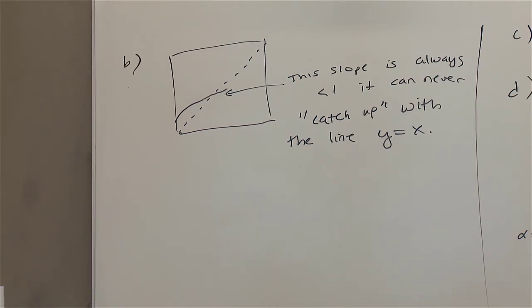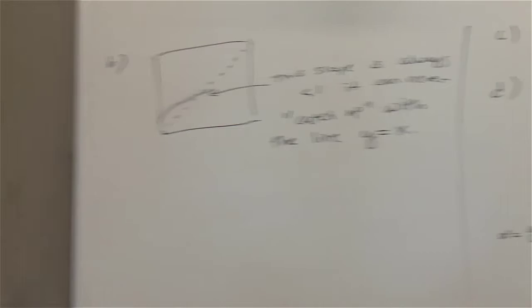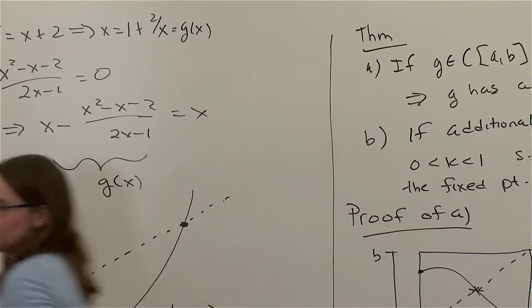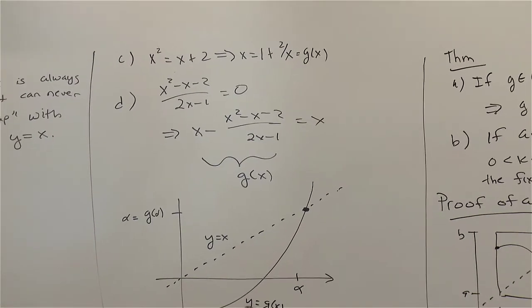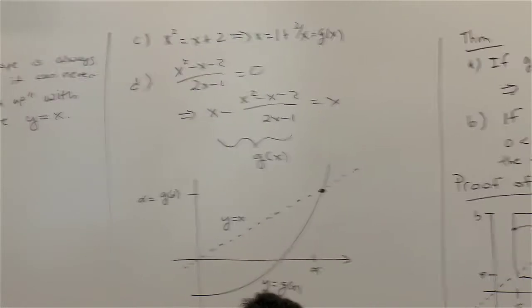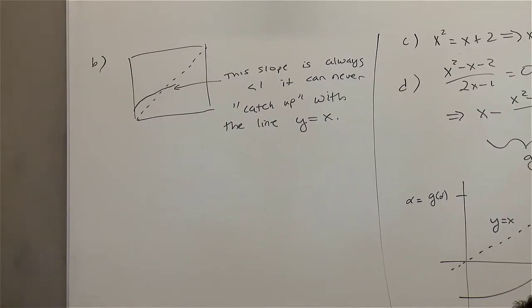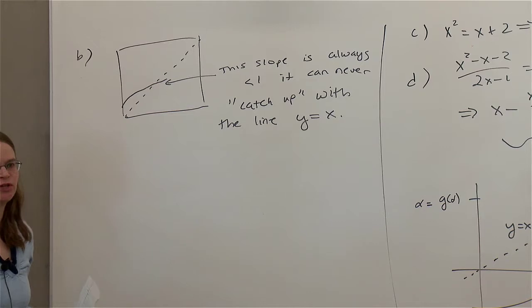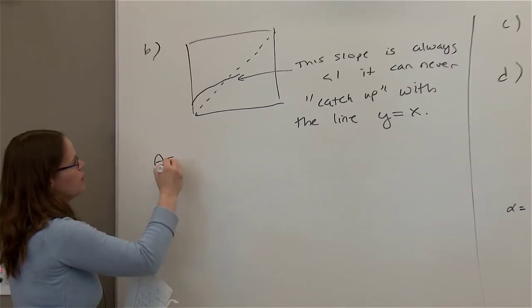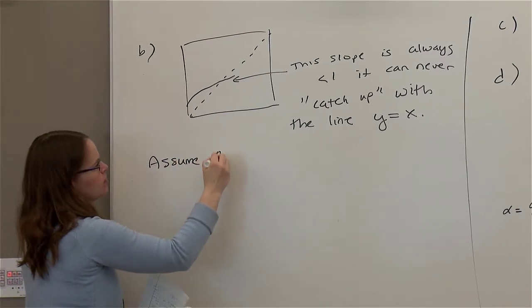Okay, so let's try to do this a little more rigorously. Do you know what the first step usually is in a uniqueness proof? Assume you don't have uniqueness. Okay, so this is something that you can file away for later, other proofs you do. When you want to prove uniqueness, the first thing you do is assume actually there's two solutions. So let's assume there are two fixed points.